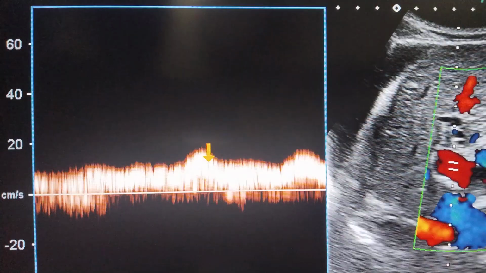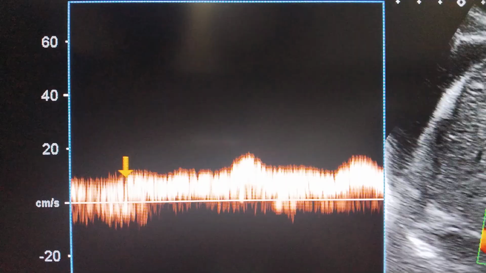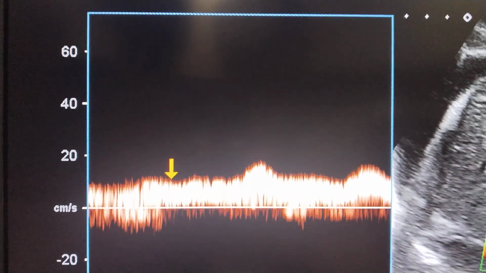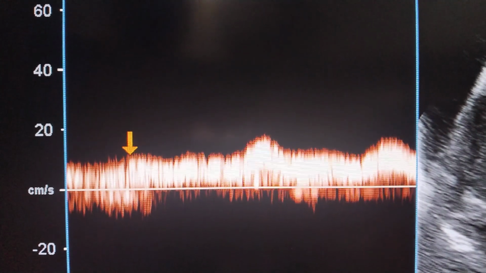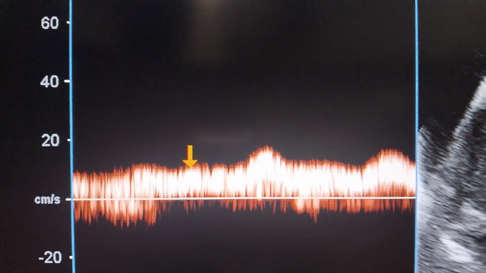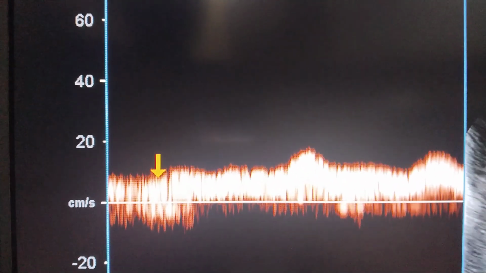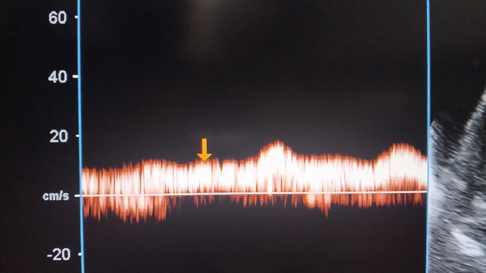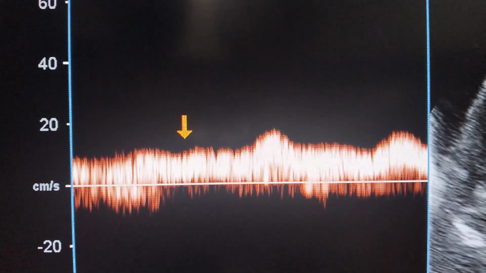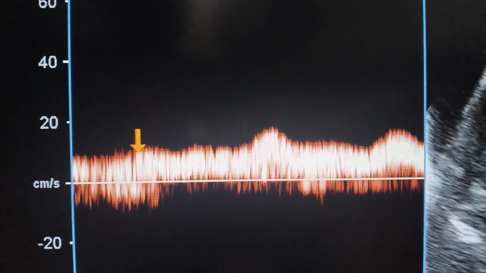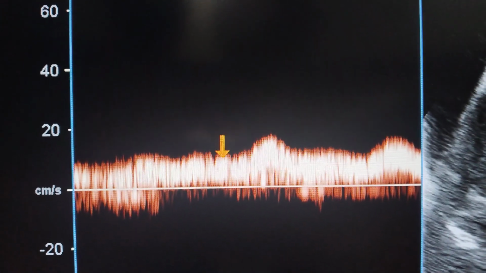We can appreciate that there is a significant compromise in the variation in the respiratory phase. During expiration, the normal waveform of the portal vein has a spike, then smooth, then spike. This is called respiratory phasicity. So there is a significant compromise in the respiratory phasicity of the portal vein.